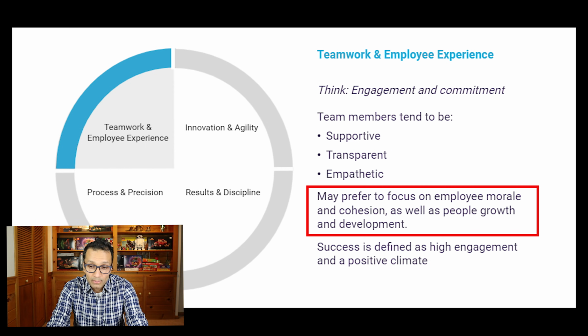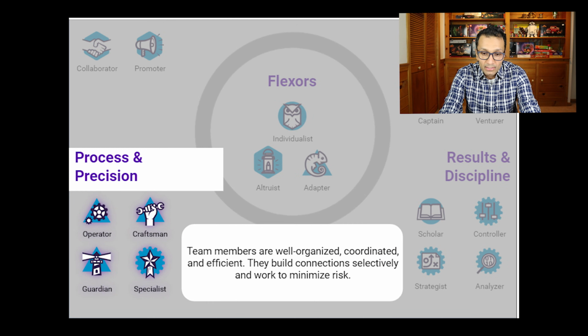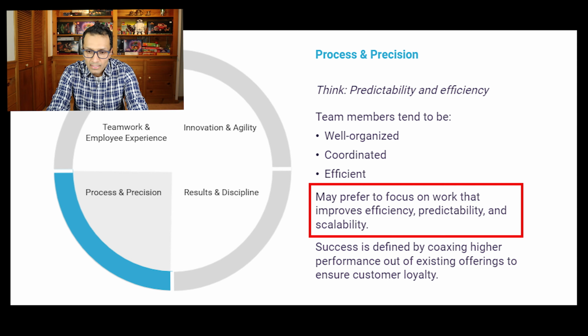Now let's move on to the next one, process and precision. These people are well organized, coordinated, and efficient. They build connections selectively and work to minimize risk. May prefer to focus on work that improves efficiency, predictability, and scalability.